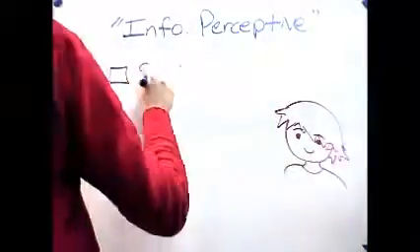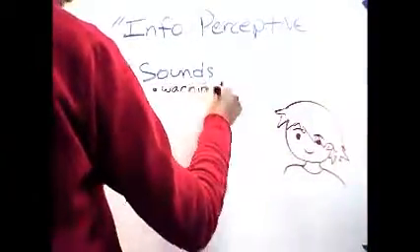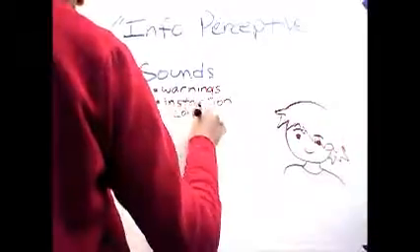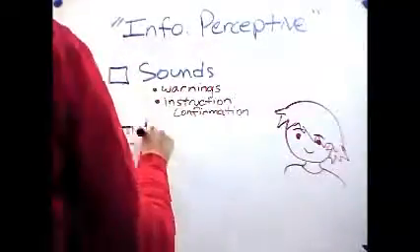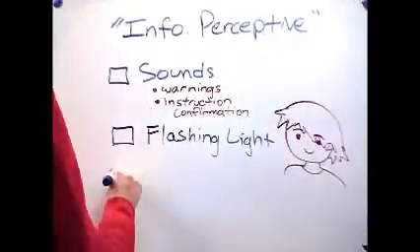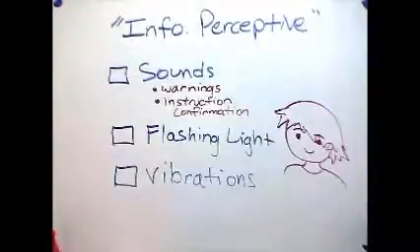For information perceptive, there's a long list of modifications that are designed to communicate with the person no matter the disability. Whether it's sounds to indicate instructions or warnings, flashing lights or vibrations, this universally designed microwave can fulfill many needs.